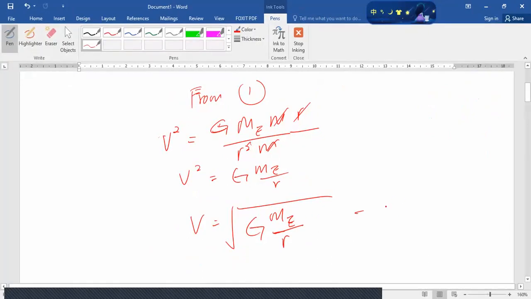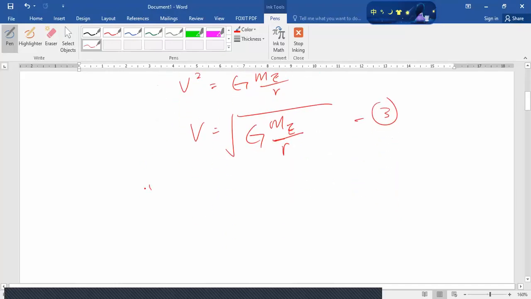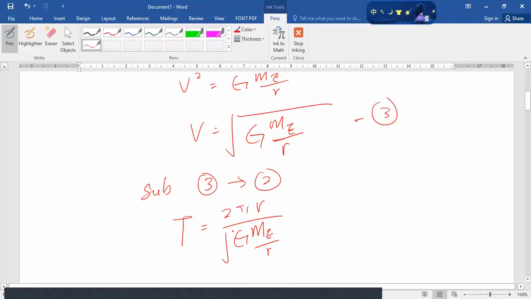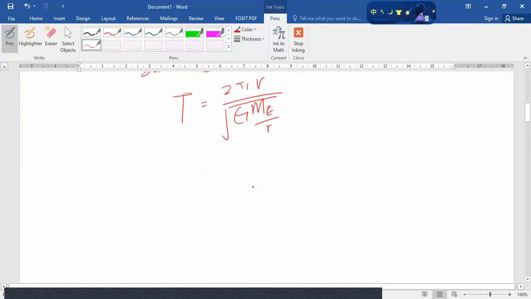Okay, so this is equation 3. Substitute equation 3 into equation 2. So we get that T is equal to 2 pi R over V, and V is equal to the square root of G ME over R. To solve this, I take the square of both sides.